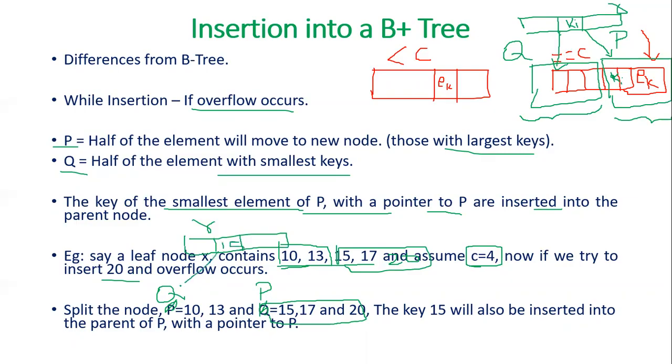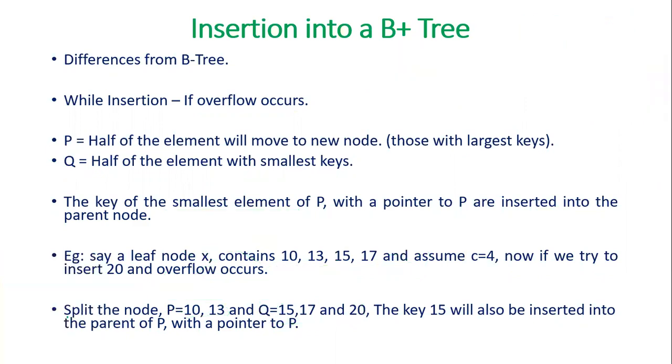Now 15's left will point to Q, because this contains values less than 15. 15's right will point to P, that is, it contains elements which are greater than or equal to 15. Okay, so this is the whole logic behind insertion. So it is quite similar to B tree.